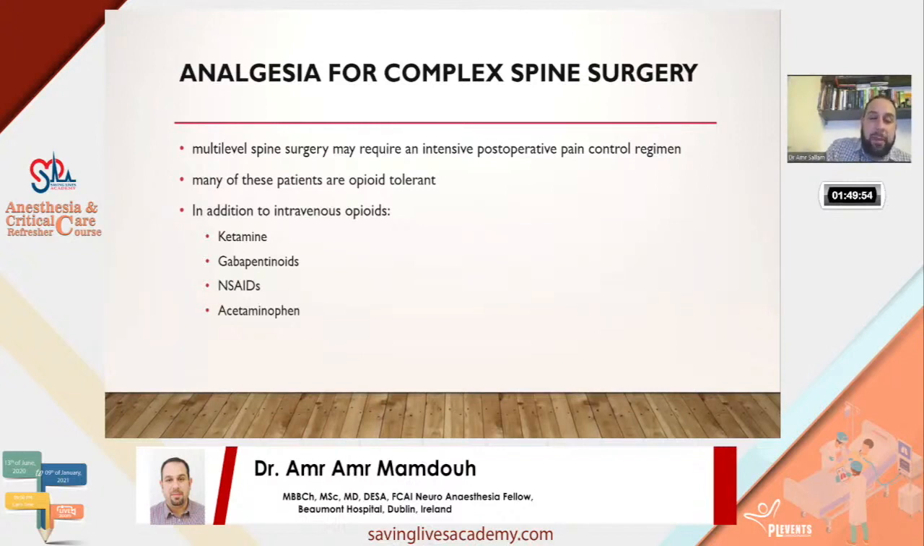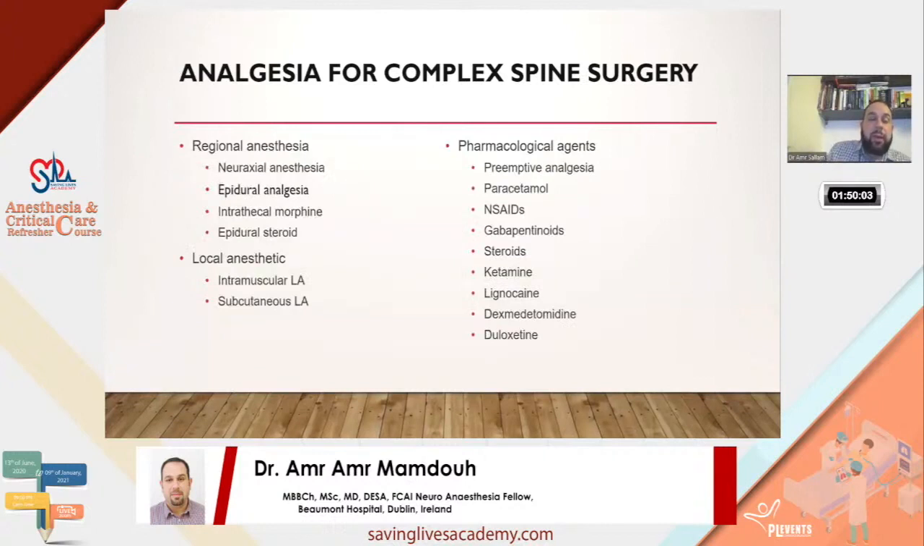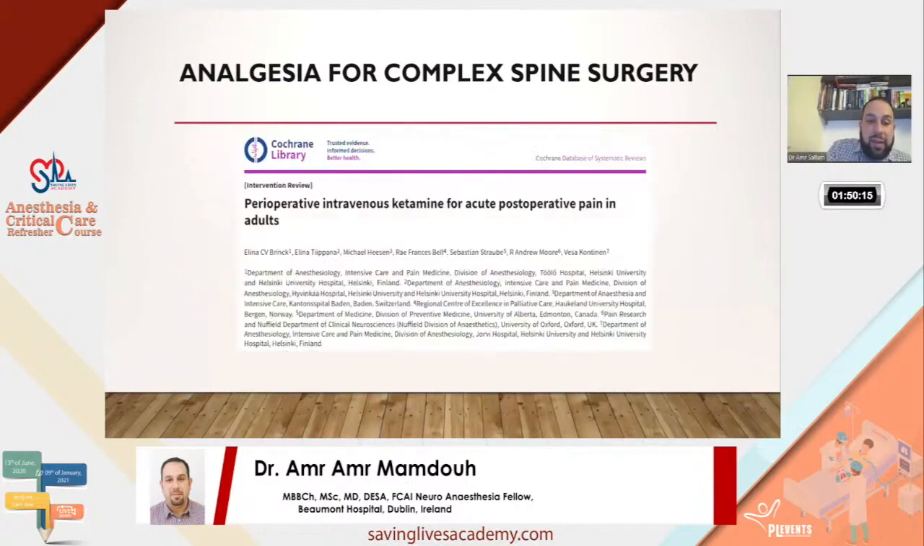There's a systematic review discussing all of these points about what to use, and it included the whole trials. It's very brilliant. It was published in October 2019 in Current Opinion in Anesthesiology. And one of the things that I'd like to mention is perioperative intravenous ketamine for acute postoperative pain in adults.